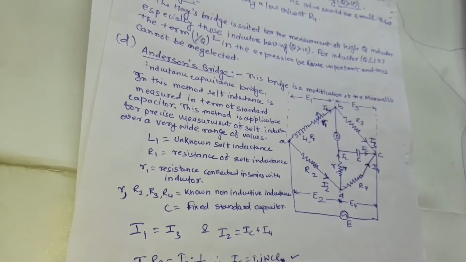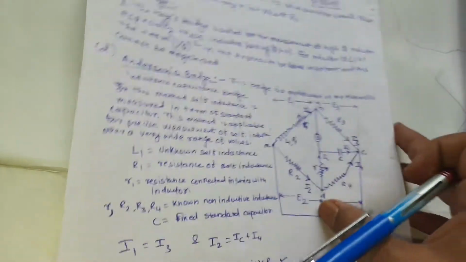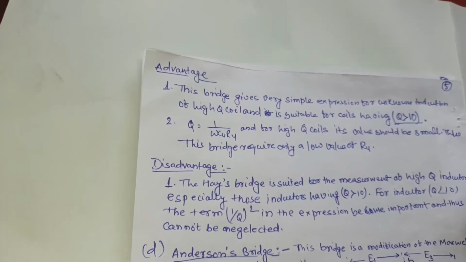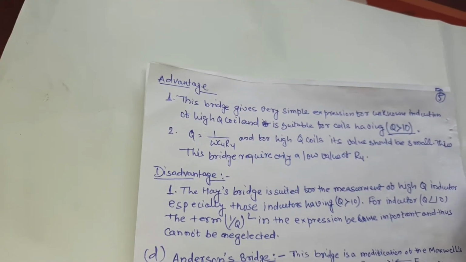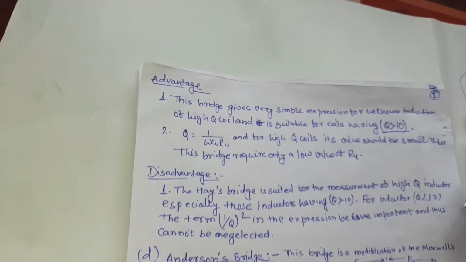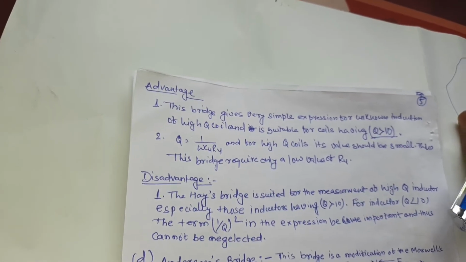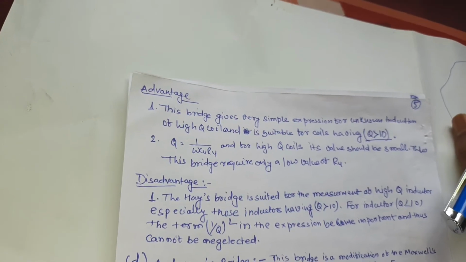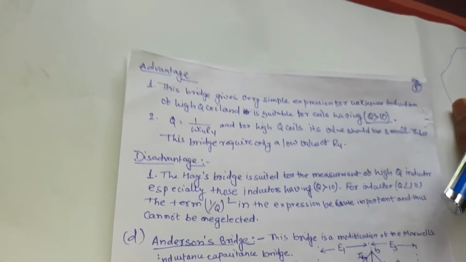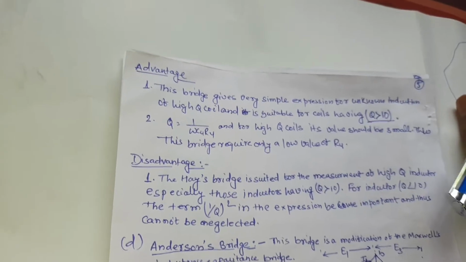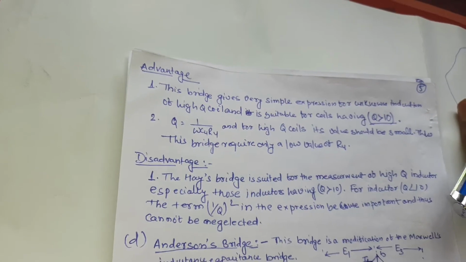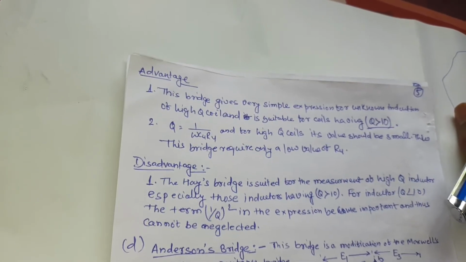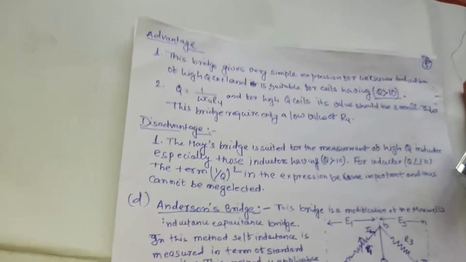So in this way, the advantage of the Hay bridge is that it gives a very simple expression for unknown inductors having a high quality factor. That means it is suitable for the measurement of inductors having a coil quality factor greater than 10, and the quality factor is equal to 1 by omega R4 into C4. So the bridge requires a very low value of R4 for the measurement of quality factor.